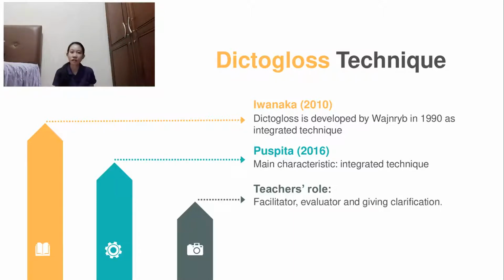Therefore, the main characteristic of this technique is that it is an integrated technique, also focused on all of the language skills: listening, because they have to listen to the text for reconstructing the text; speaking skill, because they have to work in a group to discuss while reconstructing the text; reading skill, because they have to read their result in reconstructing the text; and the last is writing. They have to write down their ideas after they reconstruct the text that they listened to.